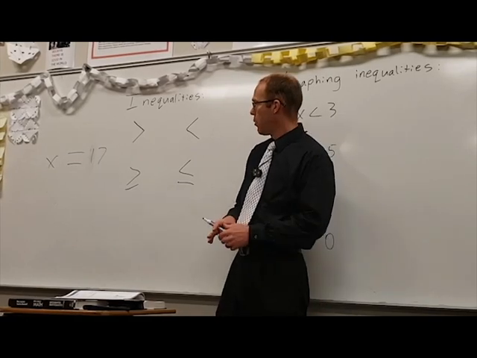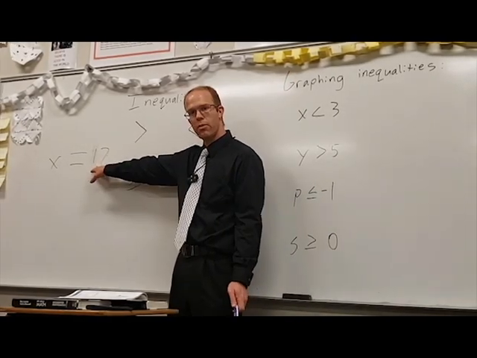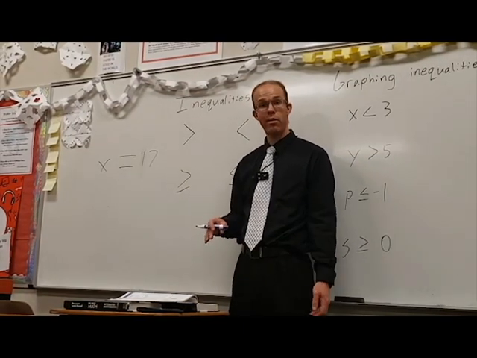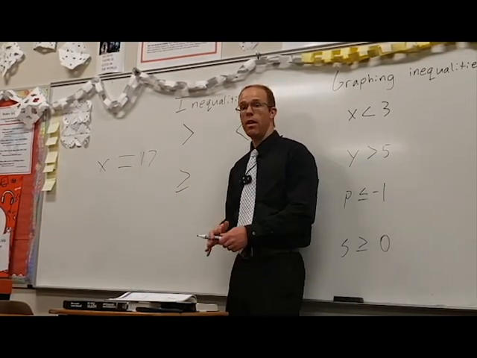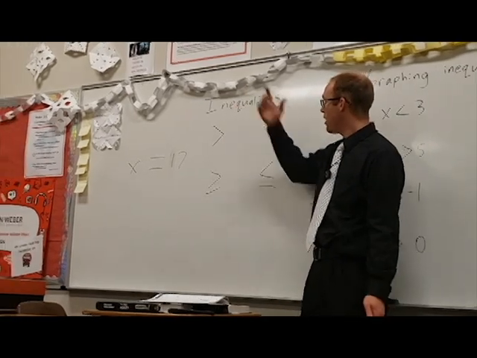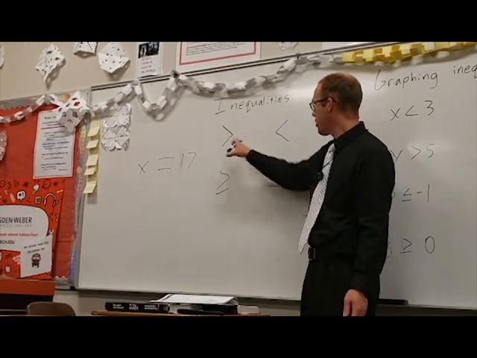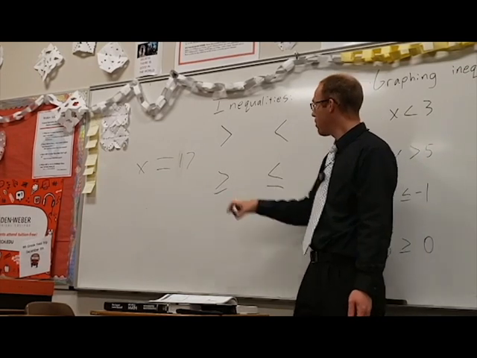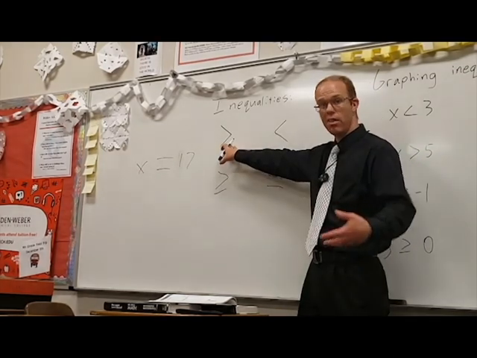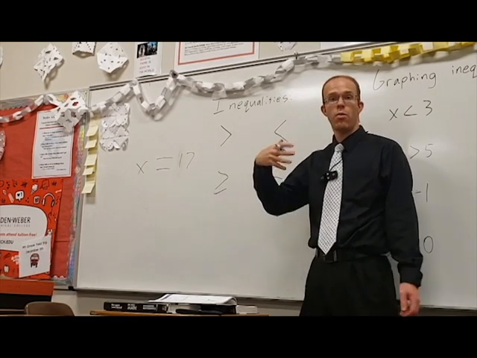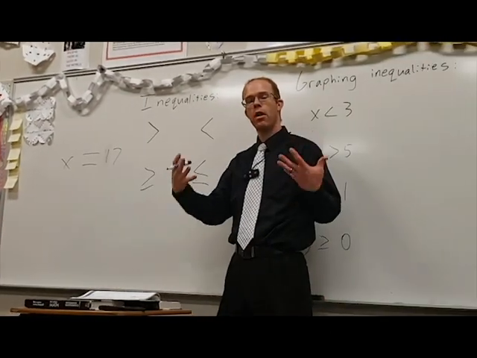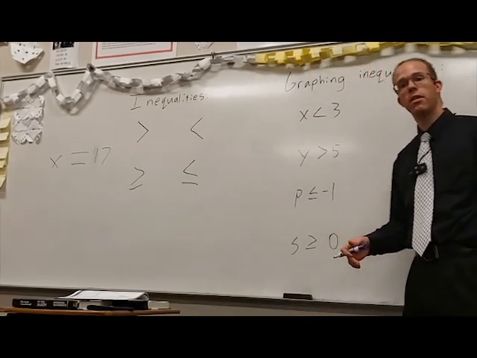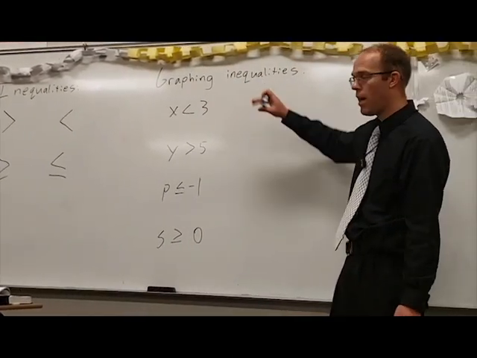In our last chapter, we worked with things like this, x equals 17. Well, there's only one number that equals 17, it's 17. Today, we're going to be talking about inequalities, which are greater than, less than, greater than or equal to, and less than or equal to. Well, how many numbers are greater than 17? There are infinitely many. So we're starting to enter a world where we have lots and lots of possibilities for our solution. So our first task today is going to be to graph the inequalities.